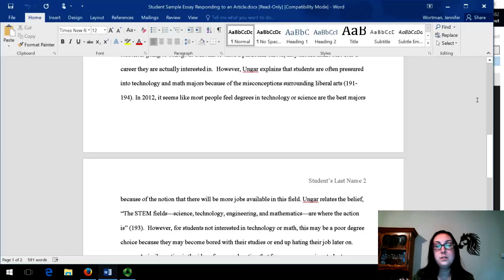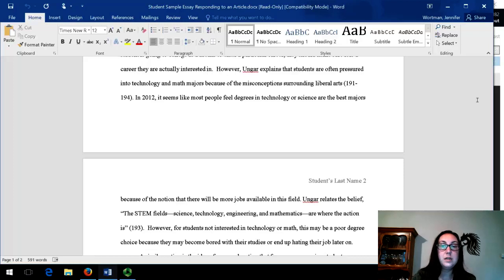In 2012, it seems like most people feel degrees in technology or science are the best majors. Then it introduces another point from the article. I know which sentences come from the article because every single one of them, whether it's a paraphrase or a quote, starts with a signal phrase and ends with that in-text citation in parentheses. This is exactly how you're going to want to set yours up, okay?